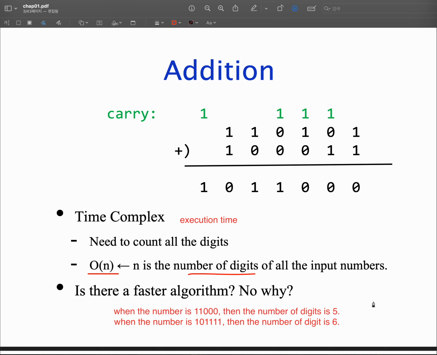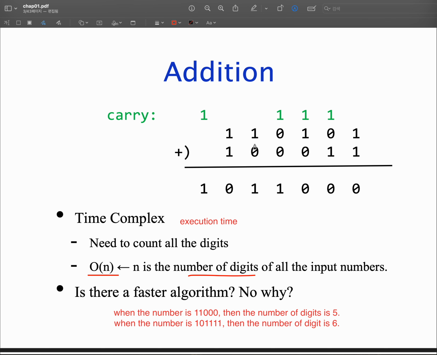So, in terms of the number of digits, this is big O of n because you have to add all the digits from both numbers, including the carry. That will take big O of n time for the addition, and we have to read all the given digits before we add. So the total execution time will be big O of n, because reading digits takes big O of n and adding digits takes big O of n. So big O of n plus big O of n is big O of n, where n is the number of digits of all the input numbers.